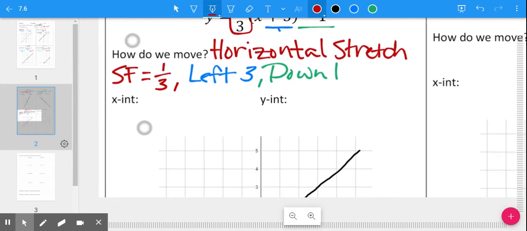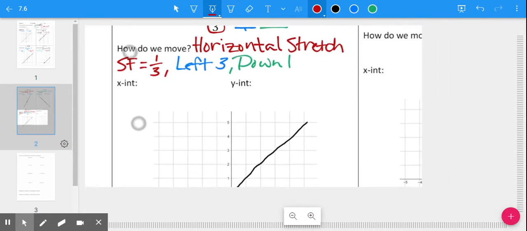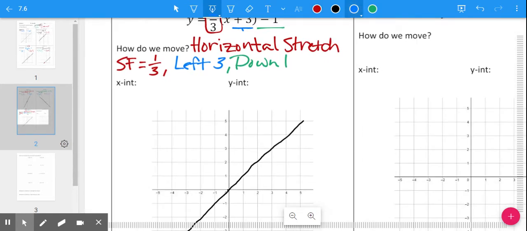So at this point, we're going to look at the y-intercept of your original, your parent function. And we're going to take it left 3 and down 1. So our new parent function, our new original point. So I looked at that y-intercept. So it moved left 3 and down 1, and it gave us that new point.